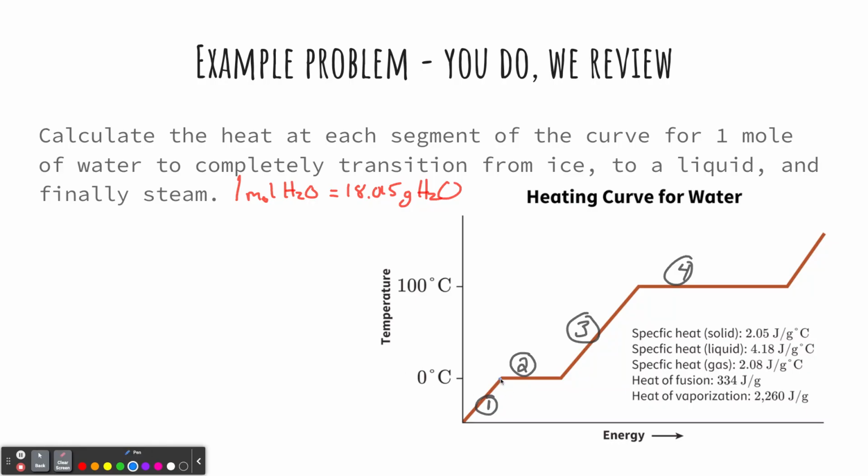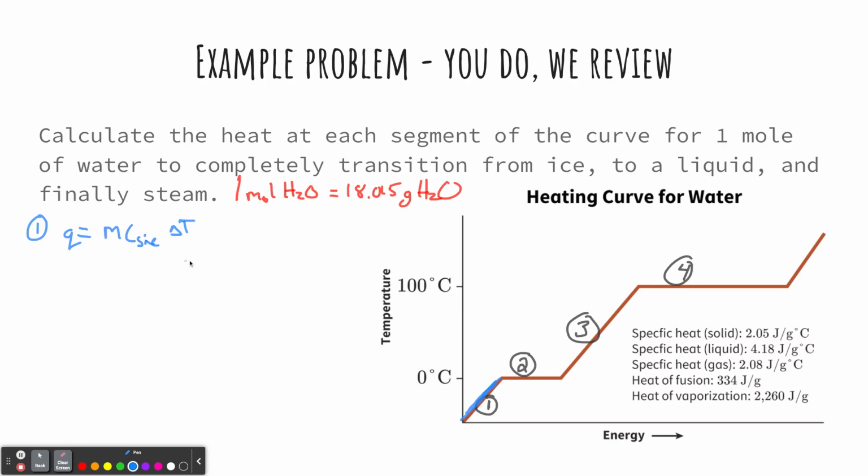So here is segment 1. I'll redraw it in blue for us. So that's segment 1. Okay. So let's do this. At segment 1, since the temperature is just increasing, we're going to use Q equals m times the specific heat of ice times delta T.